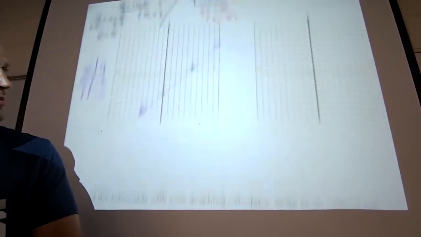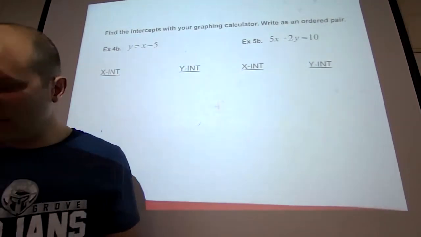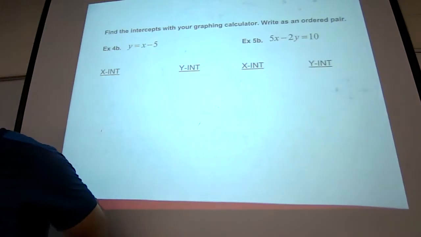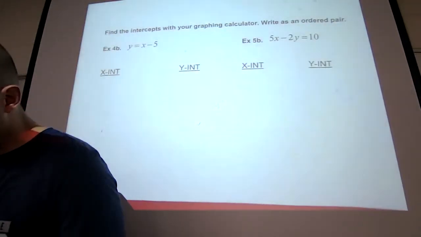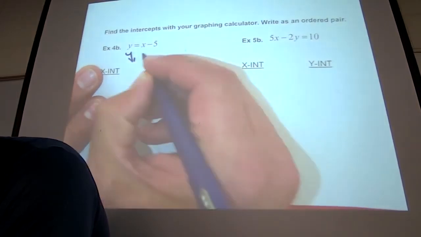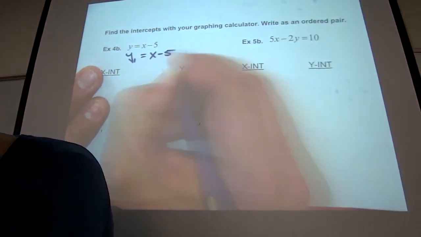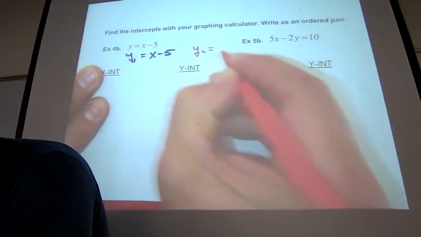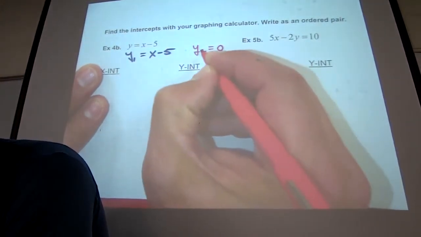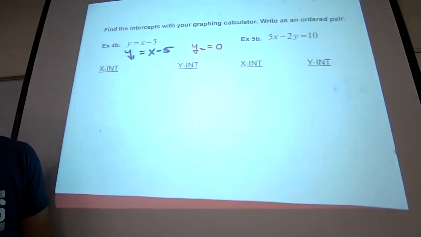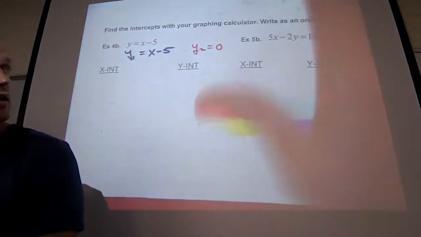Skipping. All right. This is where we need our calculators, guys. Okay? It says find your intercepts using your graphing utility or graphing calculator. This is where I'm going to go to y equals, and for y1, I'm going to type in x minus 5. And then for y2, I'm going to type in 0. So y2, type in 0. All right, so grab your calculators.